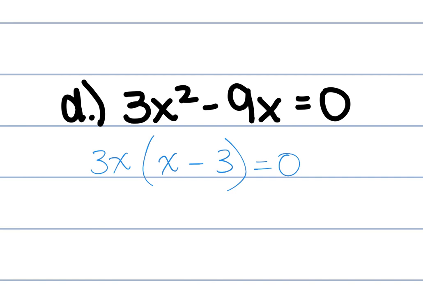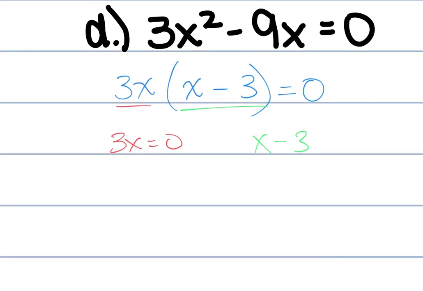All right, so we set these both equal to 0. We get 3x equals 0, and we get x minus 3 equals 0. So x equals 0 and 3. x equals 0 and x equals 3. All right, try the last two on your own.